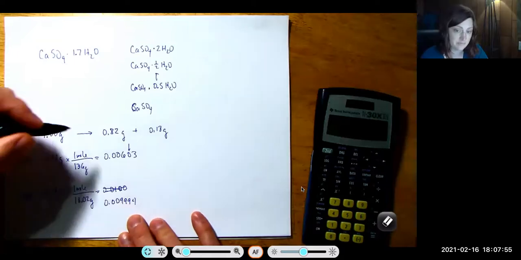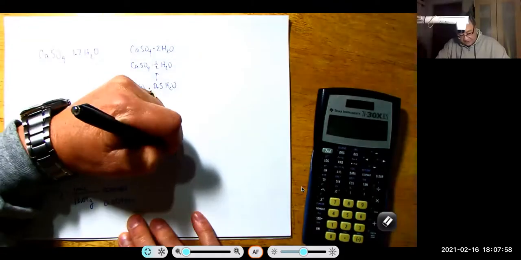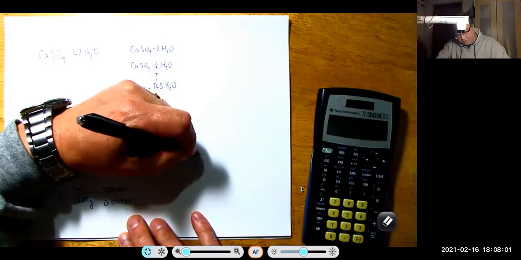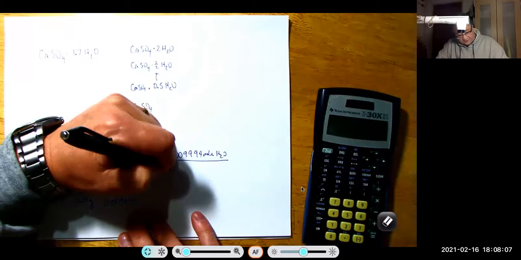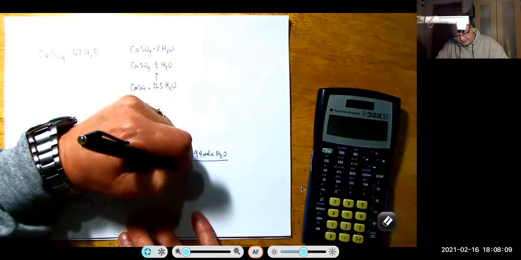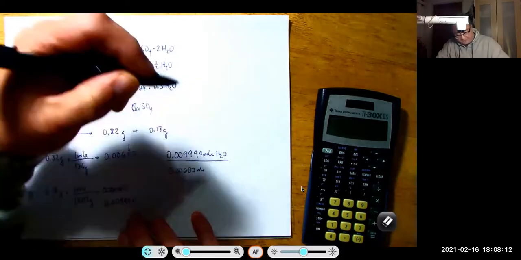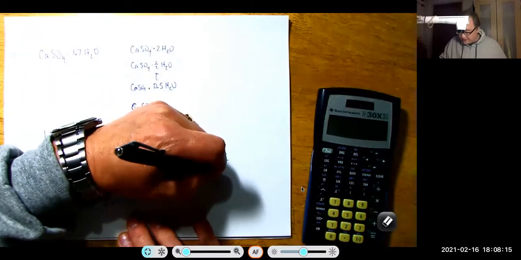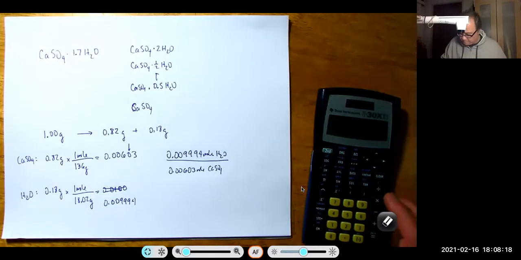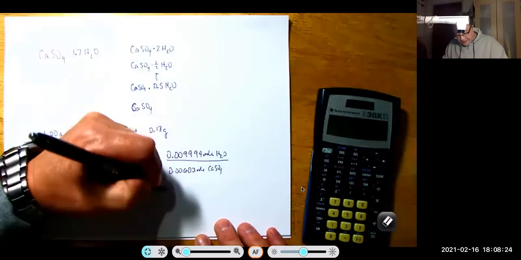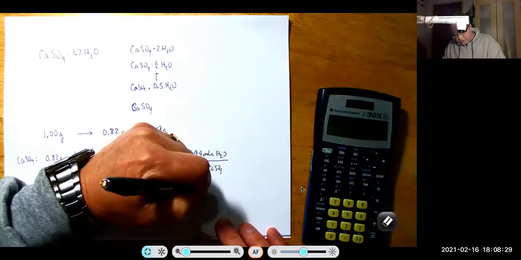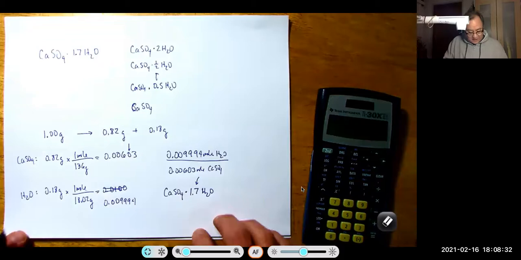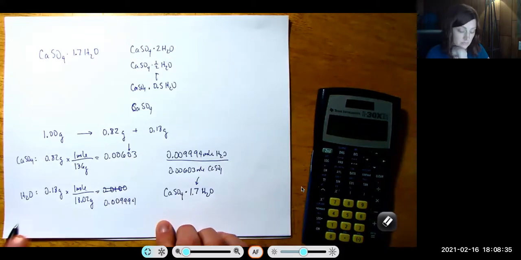And so here you would have 0.009994 moles of H2O over 0.00603 moles of calcium sulfate. And let's see what that ends up being. So that ends up being calcium sulfate 1.7 H2O. Okay, so are these the numbers that you actually had?